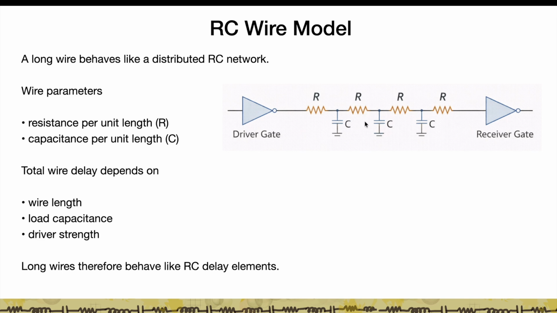The signal doesn't wait for the full wire capacitance to charge. It propagates segment by segment, with each section charging through the resistance behind it. Three things control the total delay: wire length, load capacitance at the receiver, and the driver strength, how much current the driving gate can push. Make the wire longer or the load bigger or the driver weaker and the delay goes up. This is exactly what your STA tool is calculating under the hood every time it analyzes an interconnect segment.